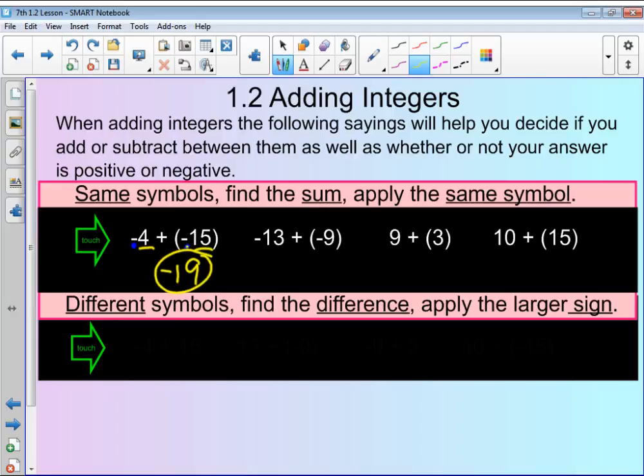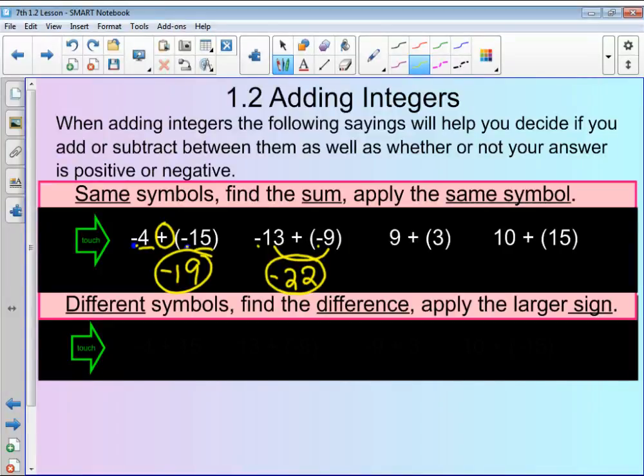Same symbol, find the sum. So we did end up getting to add here. Apply the same symbol. So here, same thing. We've got same symbol. Find the sum. So what's the sum of 13 and 9? Well, that would be 22. Apply the same symbol. So we're going to put a negative with that. So we would get negative 22 for this one.